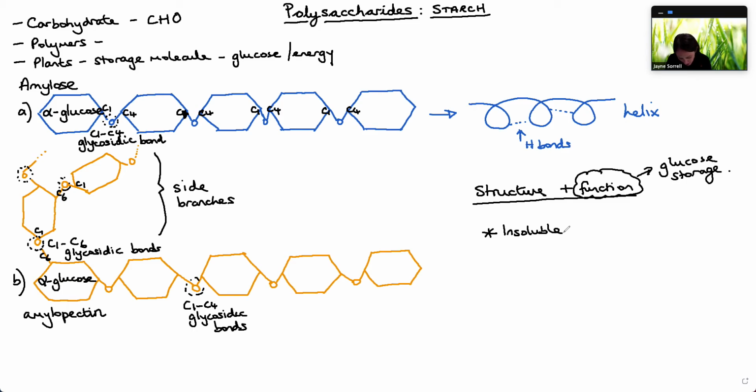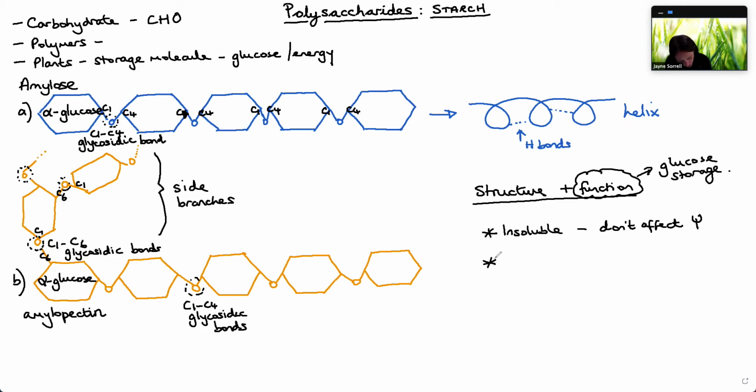So this structure that they have makes them insoluble, and being insoluble means that the molecules don't affect the water potential of the cell. That symbol stands for water potential. So they don't cause the cell to lose or gain water by osmosis. They don't dissolve, and therefore they don't change the solute potential of the cell or the water potential of the cell.